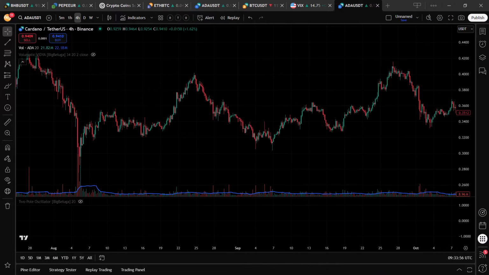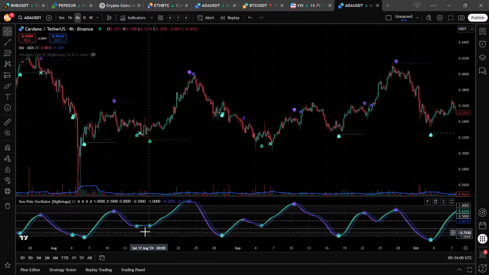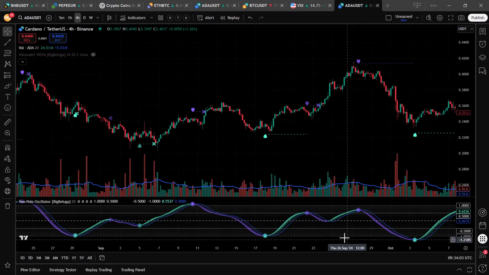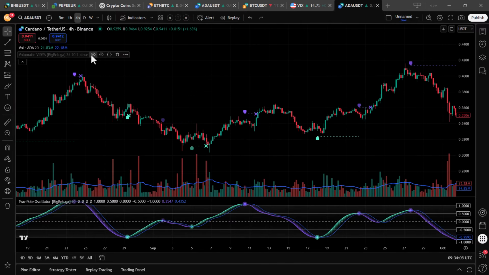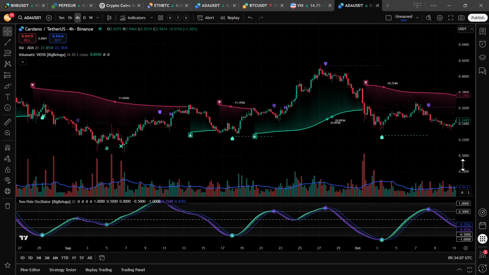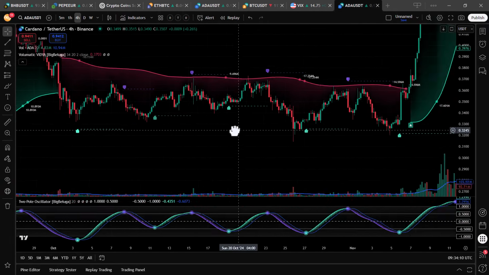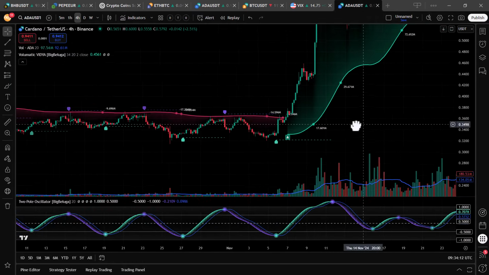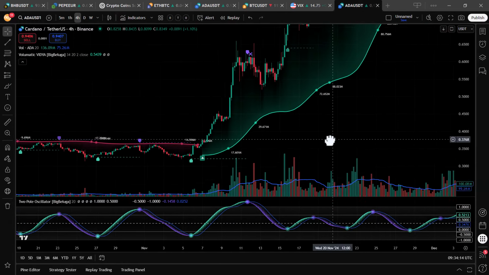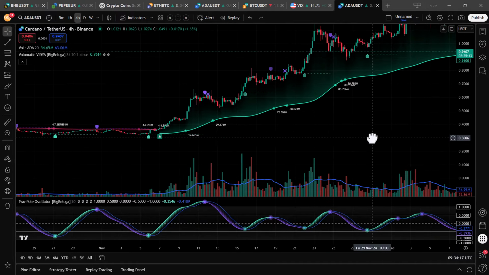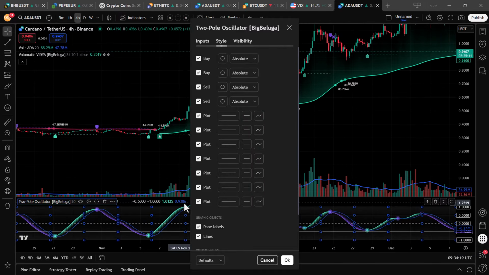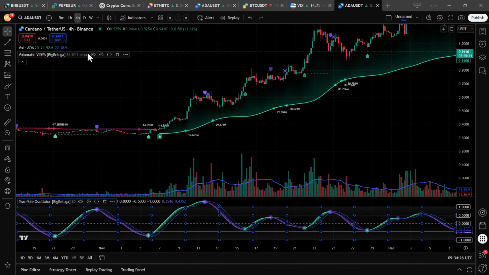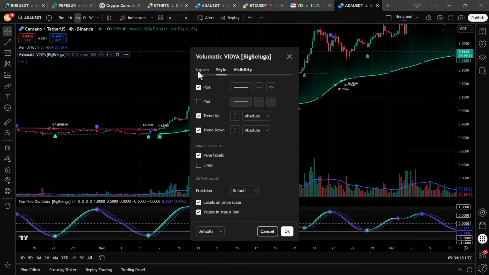Now, as I said in the intro, the strategy itself makes use of only two indicators. The 2-pole oscillator made by Big Beluga, which is the primary indicator used to generate the buy and sell signals, and the Volumatic index dynamic average, or the VIDYA, which acts as the confirmation tool to identify bullish and bearish trends. Add both of these indicators to your TradingView screen first, and then in the 2-pole oscillator indicator select the last plotline 2 to make the crossover line visible as well. And in the VIDYA indicator alter the VIDYA length to 34 to make longer trends better visible.